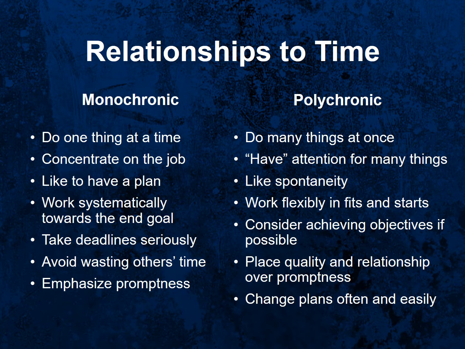On the other hand, polychronic folks like doing many things at once. They have the attention for many things, like spontaneity, work flexibly in fits and starts, and consider achieving objectives if possible. And they place quality in relationship over promptness. So their relationships to other people are more important than deadlines, and they will often change plans, often and easily. Try to figure out which one you are and how it pertains to your learning.